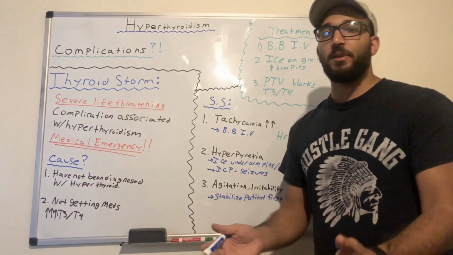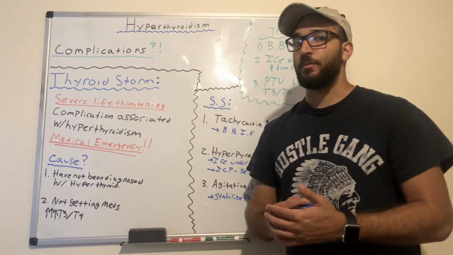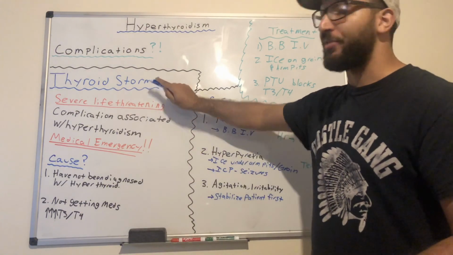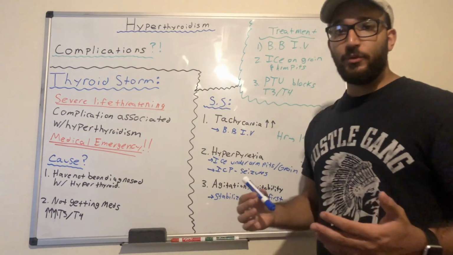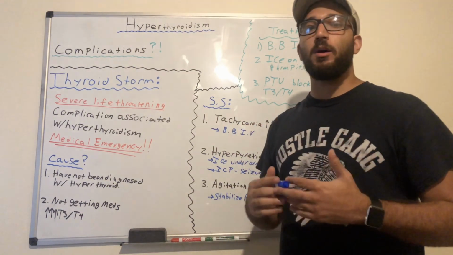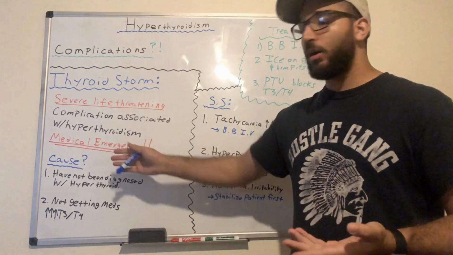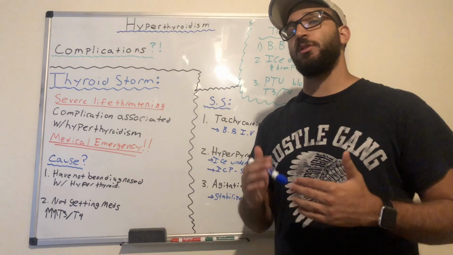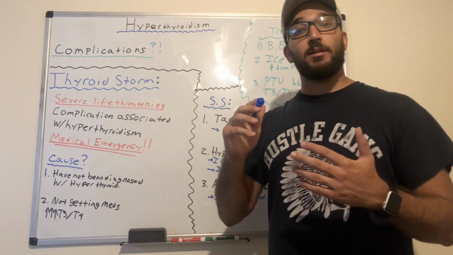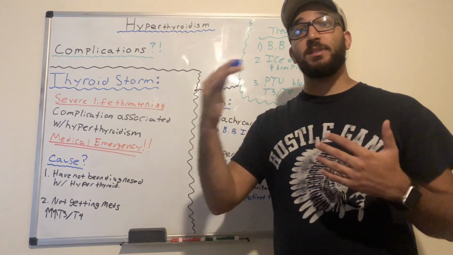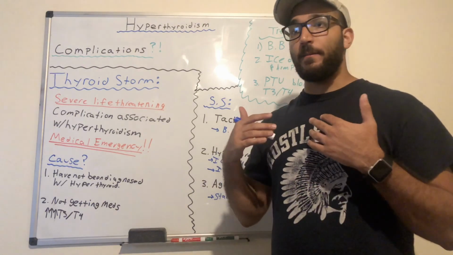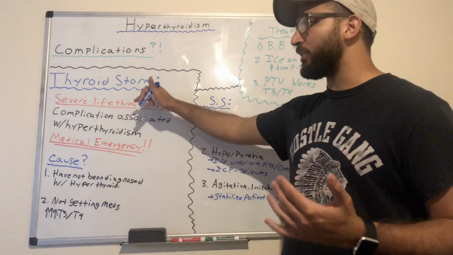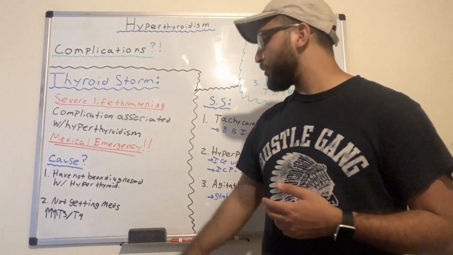So what are the complications associated with hyperthyroidism? Well, the main complication associated with hyperthyroidism is a thyroid storm. So a thyroid storm is a significant increased amount of T3, T4. What causes it? If a patient has not been diagnosed with hyperthyroidism and it's unregulated for a specific amount of time, that prolonged hyperthyroidism will eventually lead to a complication known as thyroid storm.